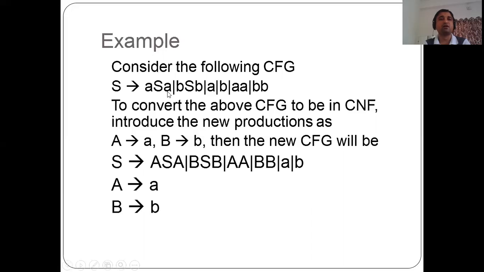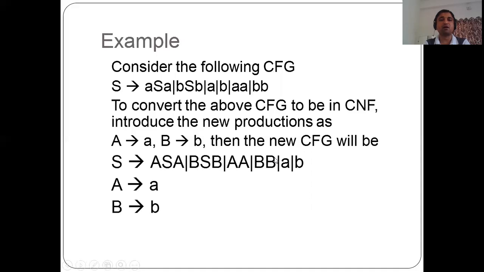If we want to rewrite the entire statement, we can rewrite it this way, with S going to ASA, where A, S, and A, all three, are non-terminal nodes. Initially it was a combination of both terminal as well as non-terminal nodes, while after introducing these two production rules, we have removed this combination of non-terminal with terminal by replacing all with non-terminal nodes. So we can write BSB as capital BSB, and we can write AA and BB as capital AA and BB.